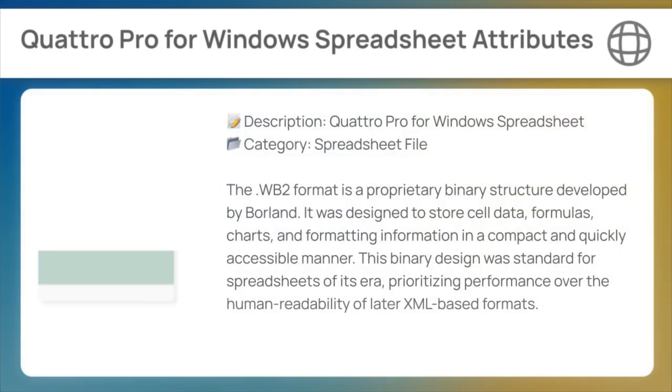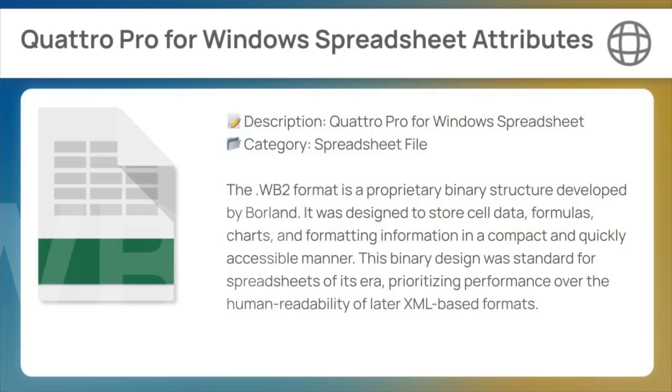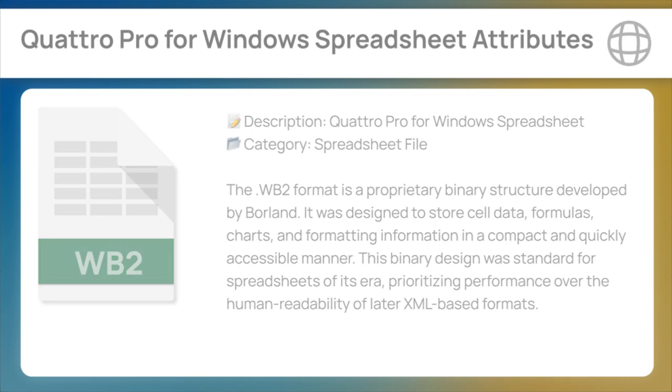The WB2 format is a proprietary binary structure developed by Borland. It was designed to store cell data, formulas, charts, and formatting information in a compact and quickly accessible manner. This binary design was standard for spreadsheets of its era, prioritizing performance over the human readability of later XML-based formats.